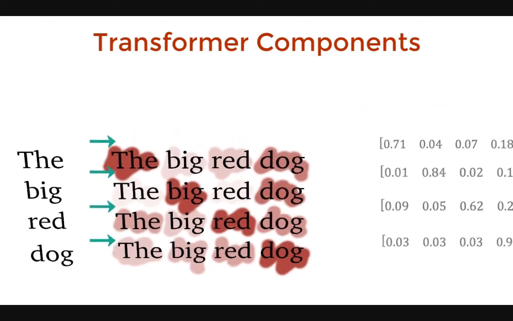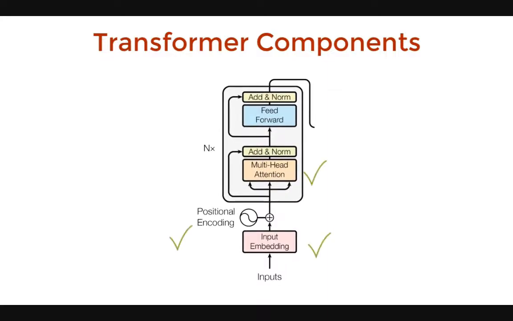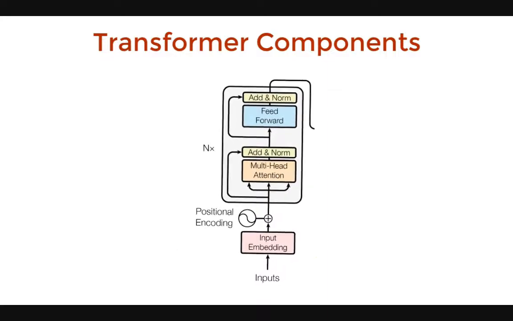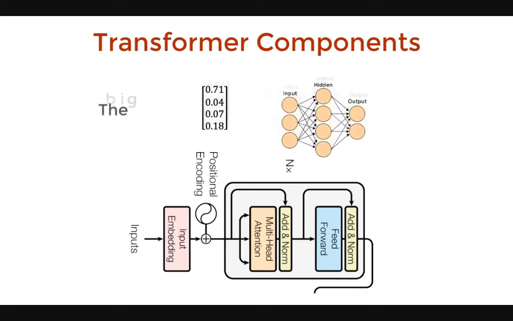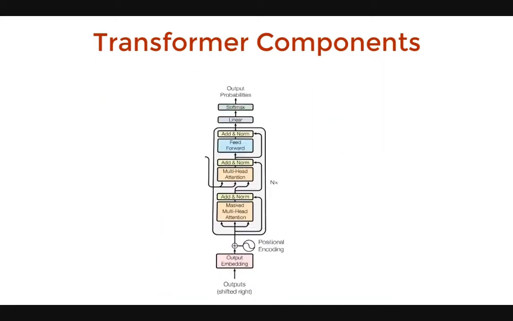So that's great. The other important unit is a feed-forward net. This is just a simple feed-forward neural network that is applied to every one of the attention vectors. These feed-forward nets are used in practice to transform the attention vectors into a form that is digestible by the next encoder block or decoder block. Now, that's the high-level overview of the encoder components. Let's talk about the decoder now.